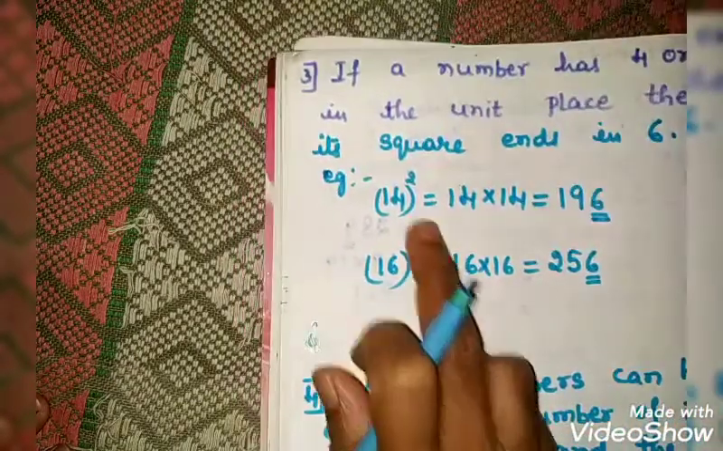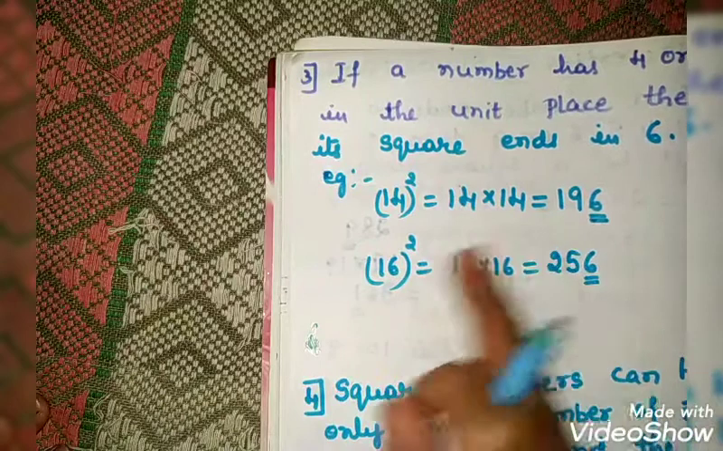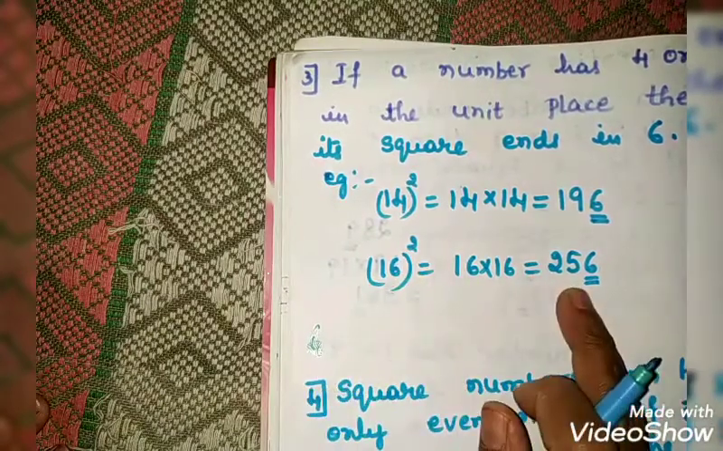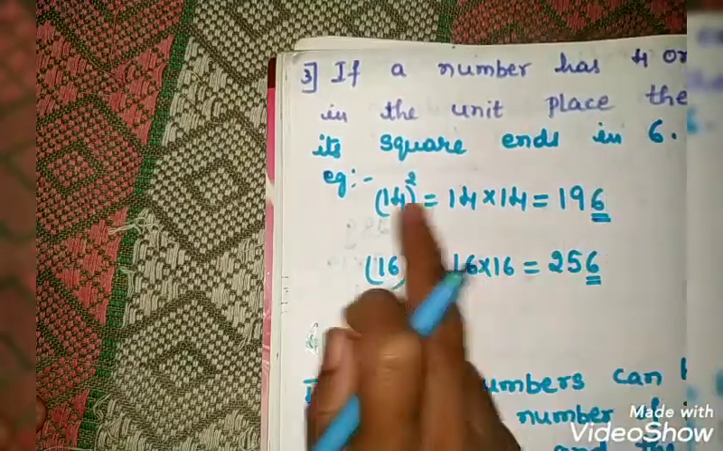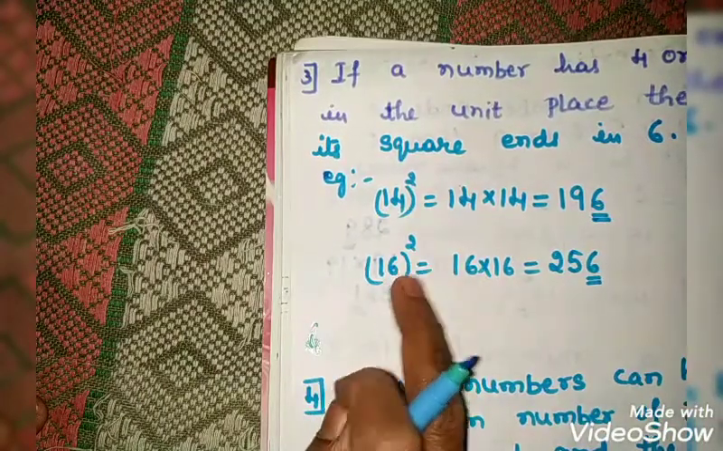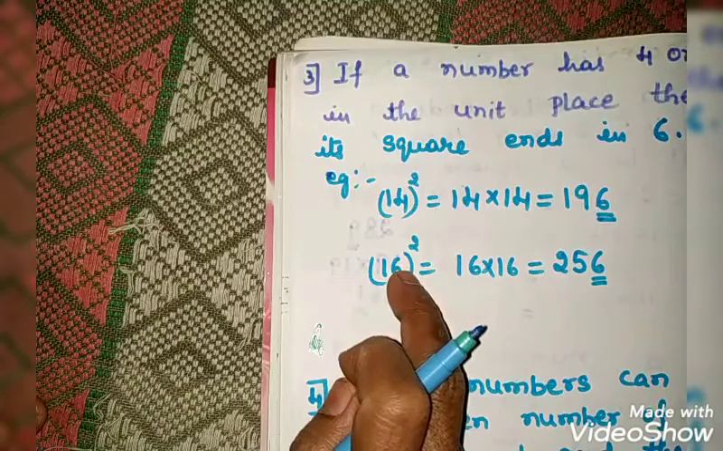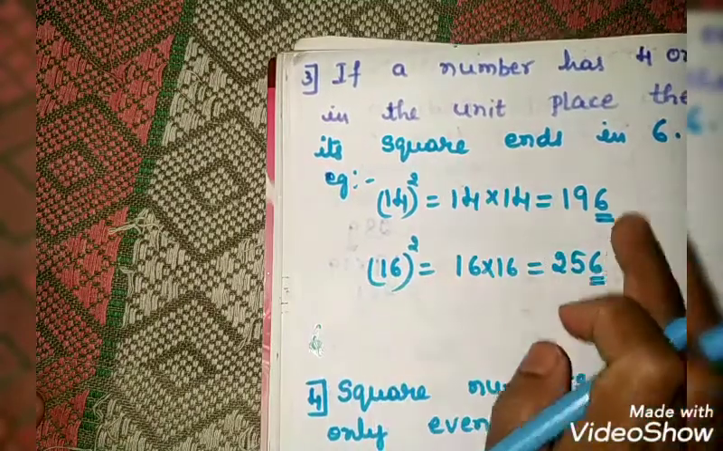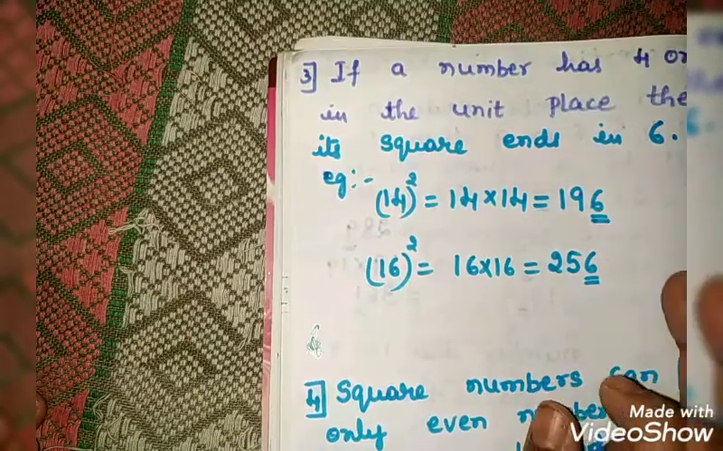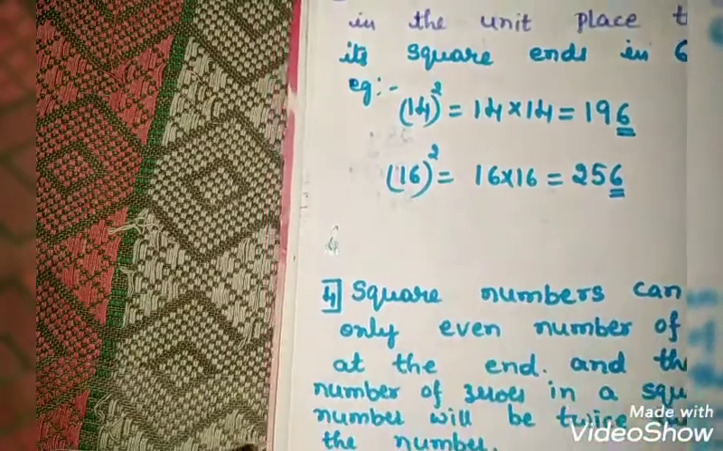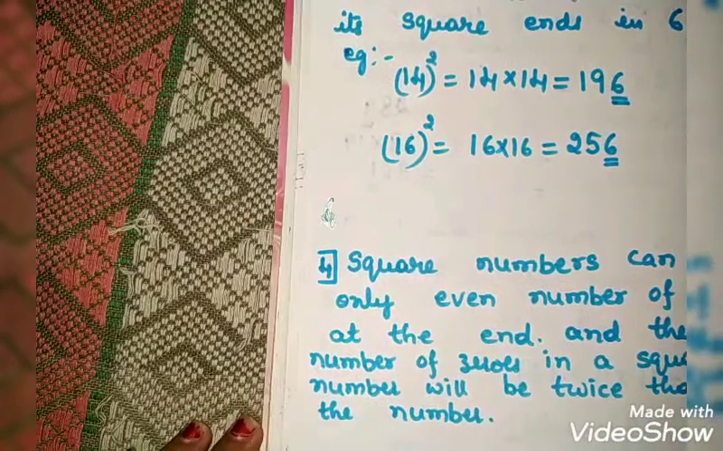This property can be proved by using these two examples, enough I think. Isn't it? 14 square, 196. 16 square, 256. So when a number has 4 or 6 in the unit place, then its square ends in 6. You can observe clearly, children, here. It ends with 6. So this property can be proved easily using these two examples. I hope.